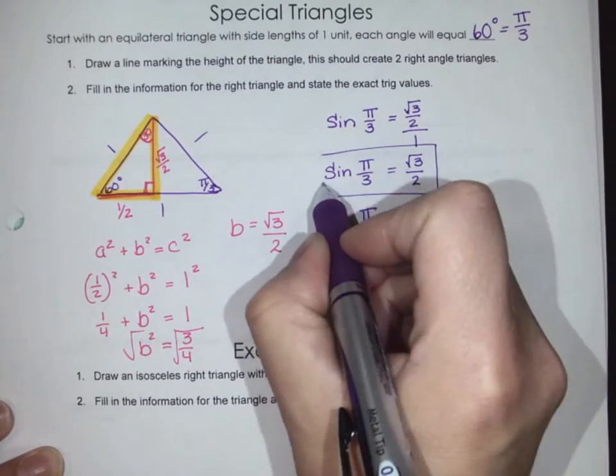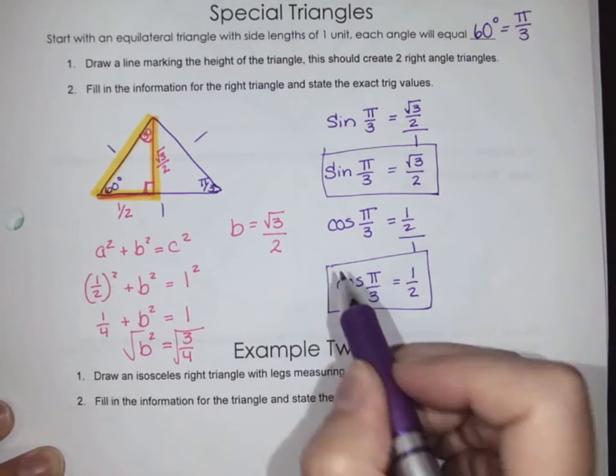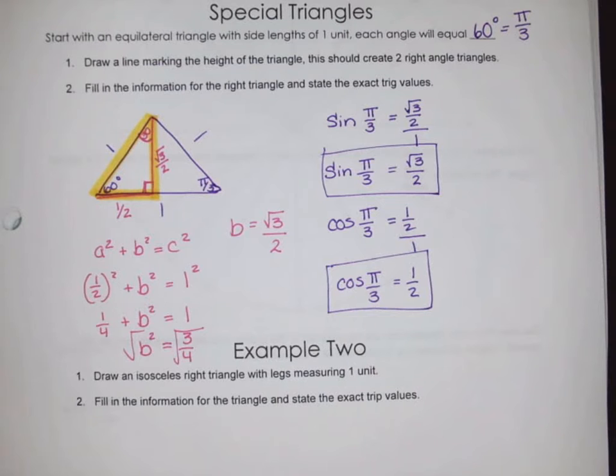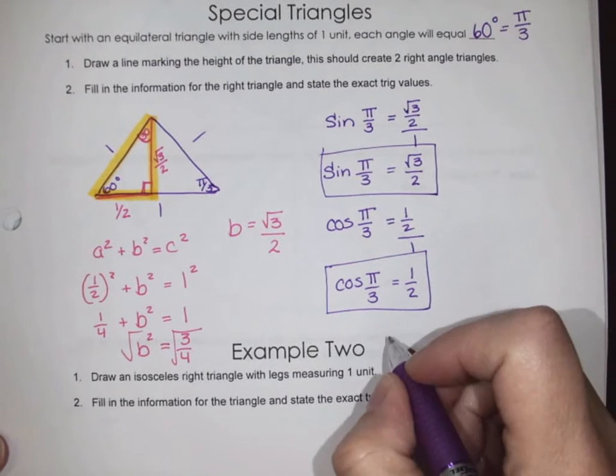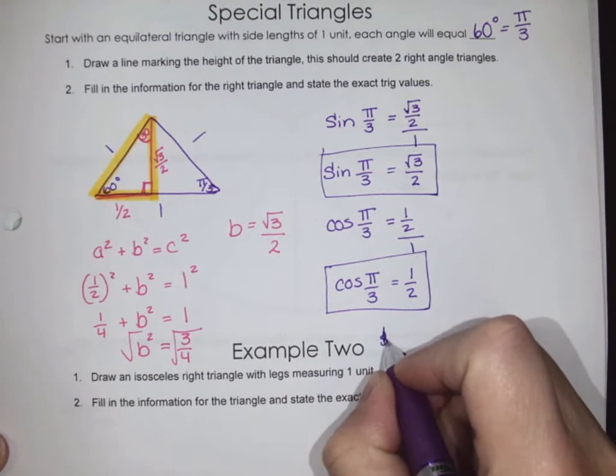Let me just put boxes around these. Oh, we're going to run out of room. We might need an extra page. Oh no, because we're not done. What am I going to do next?